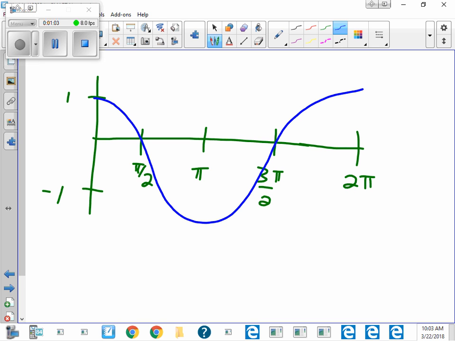Uh-oh, I lost my other. Oh, I know where it is. It's in the scanner.